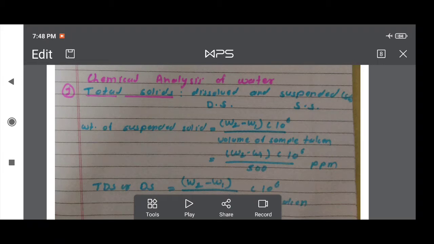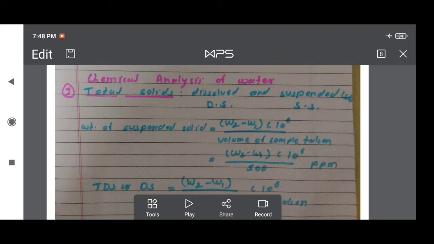Yesterday I discussed with you water analysis, that is, physical analysis of water. Today I am explaining chemical analysis of water. In chemical analysis of water there are a number of terms for analysing water chemically. First is the total solid.